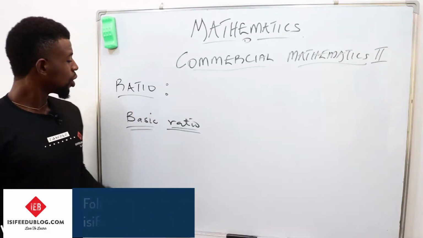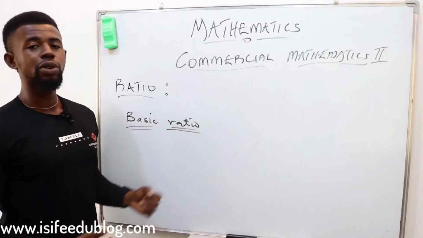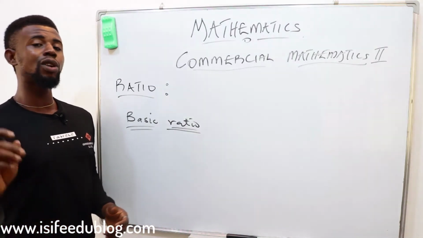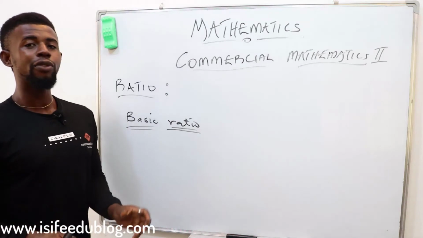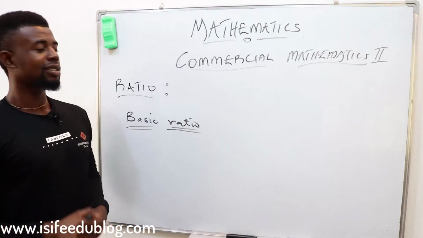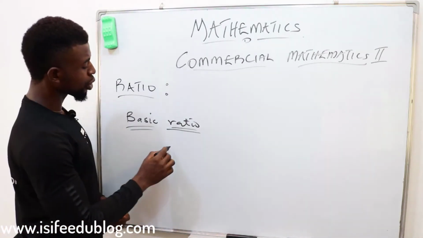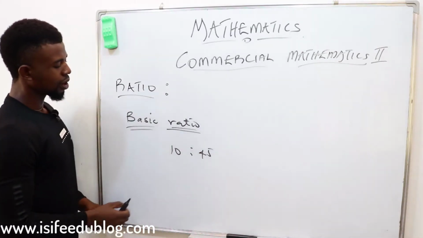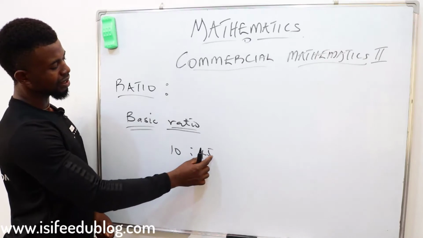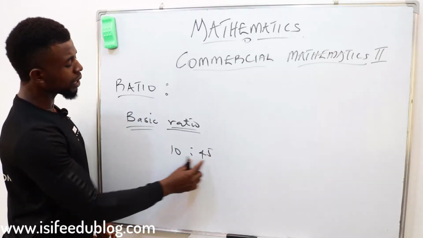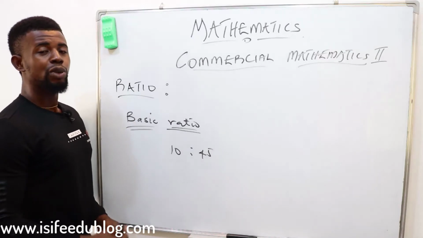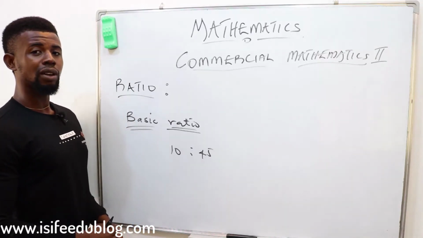Up next will be basic ratio. Now, what is a basic ratio? A basic ratio can be termed to be the smallest unit of a ratio. And what do I mean by that? For example, if I have a ratio of 10 is to 45. If I compare these two numbers, I'll find out that they possess a common factor, which means that they can still be broken down further.